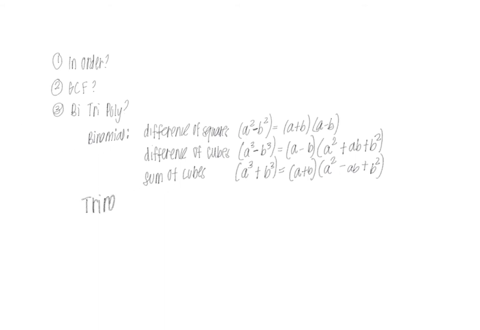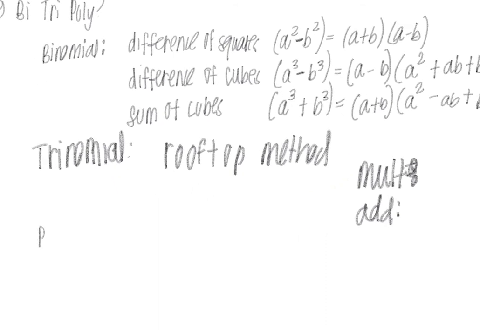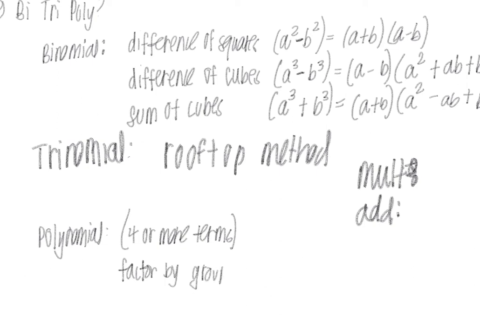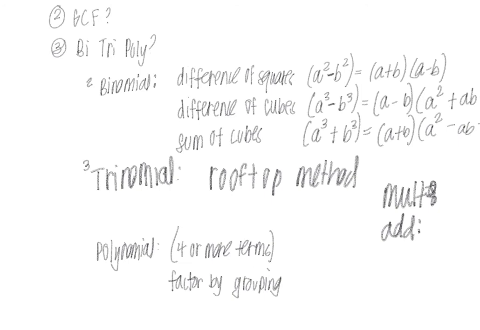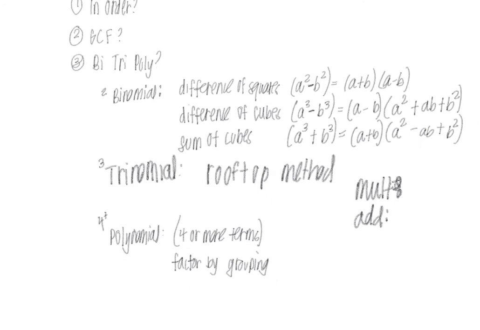If it's a trinomial, meaning there's 3 things, we use that rooftop method where we're saying, what do you multiply to get, and what do you add to get, and so on. And then if it's a polynomial, meaning there are 4 or more terms, then you factor by grouping. So binomial, 2 terms, trinomial, 3 terms, polynomial, 4 or more, but we're only going to have 4-term polynomials.